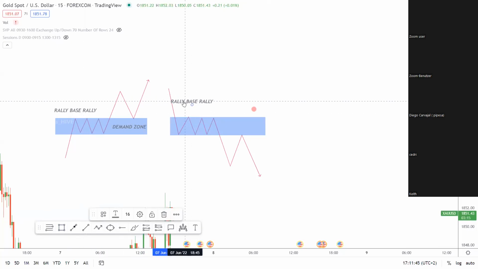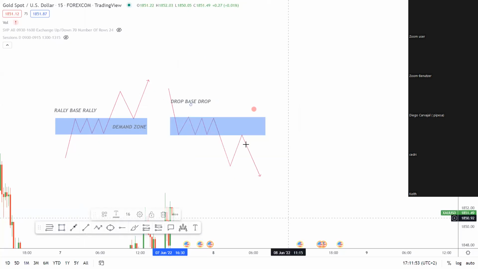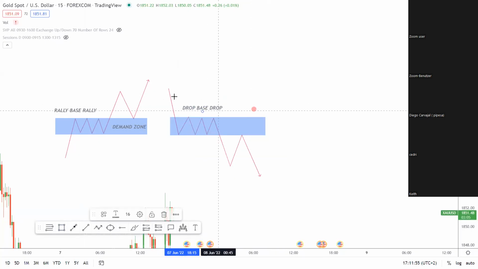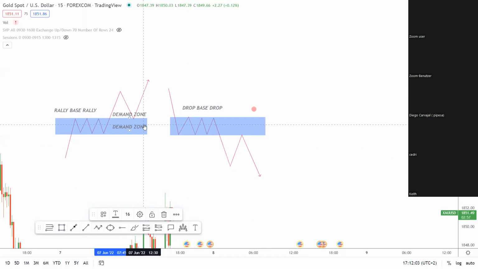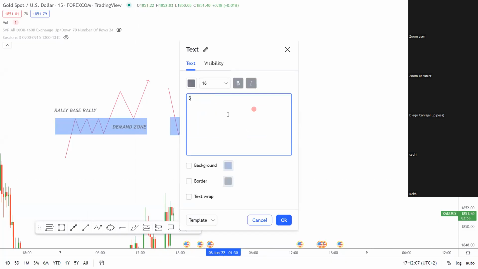So this formation right here would be a drop, base, drop. You can see it has dropped, it has formed a base, and then it has dropped. Our ideal entry would be at the retest of the zone, and this has formed a supply area. Now we will start getting a bit more interactive with you guys. Supply zone.